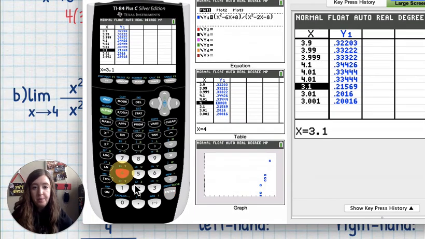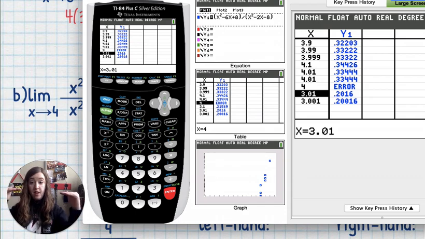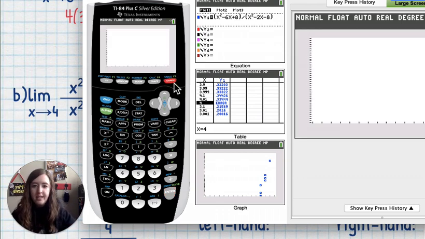Now, if we actually plug in 4, it says error. We're undefined there, right? So what's happening is we actually have a hole there at 4. From both sides, my graph is approaching 1/3. But at 4, I just don't have a value there. But we don't actually care what's happening at 4. We just care what's happening around it. So just to double check this, let's take a look at the graph.